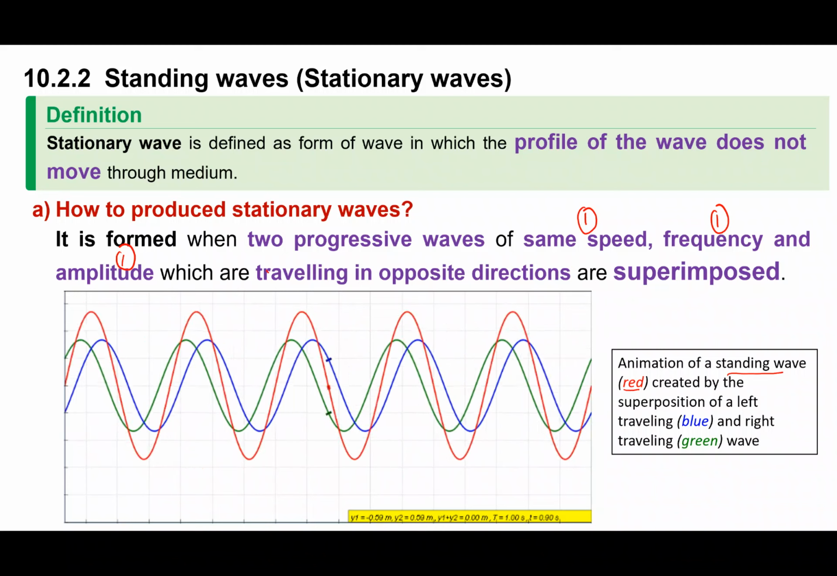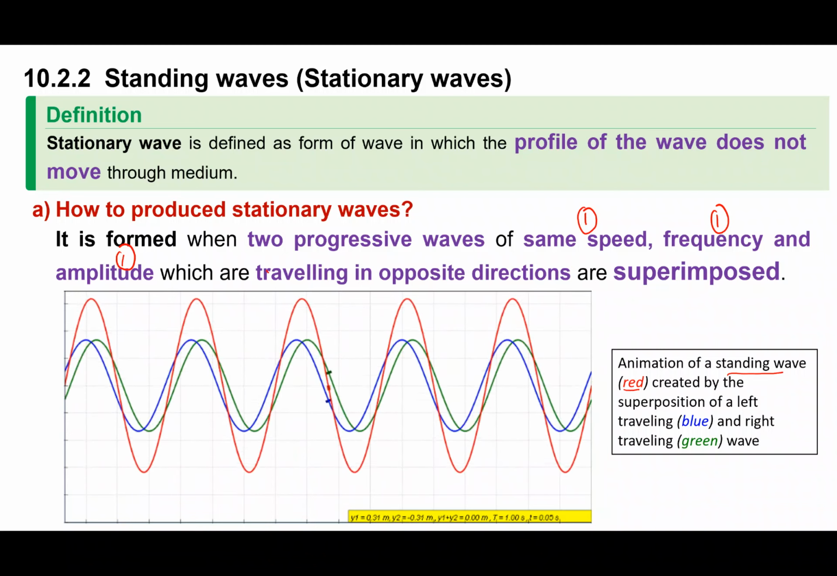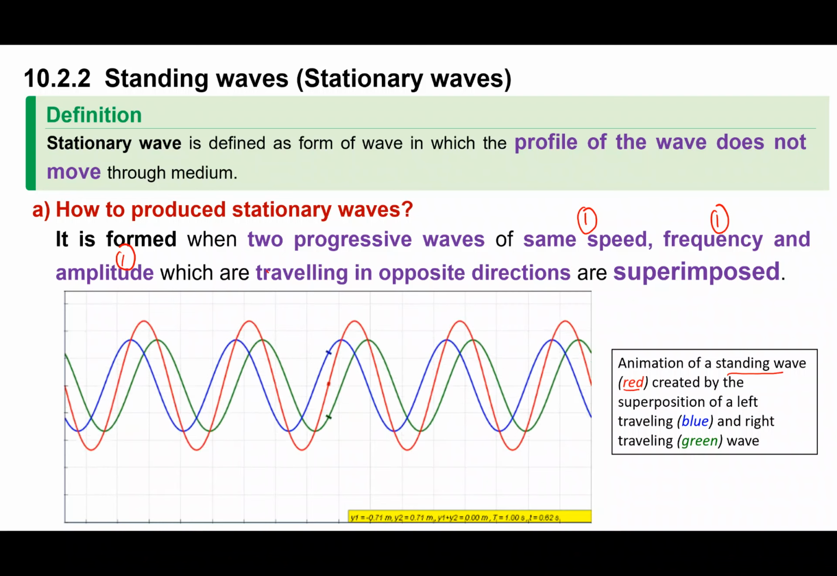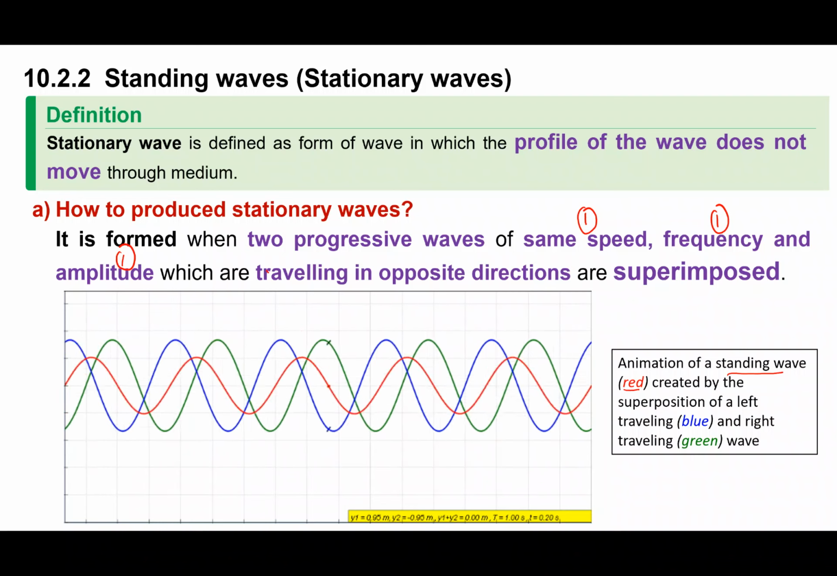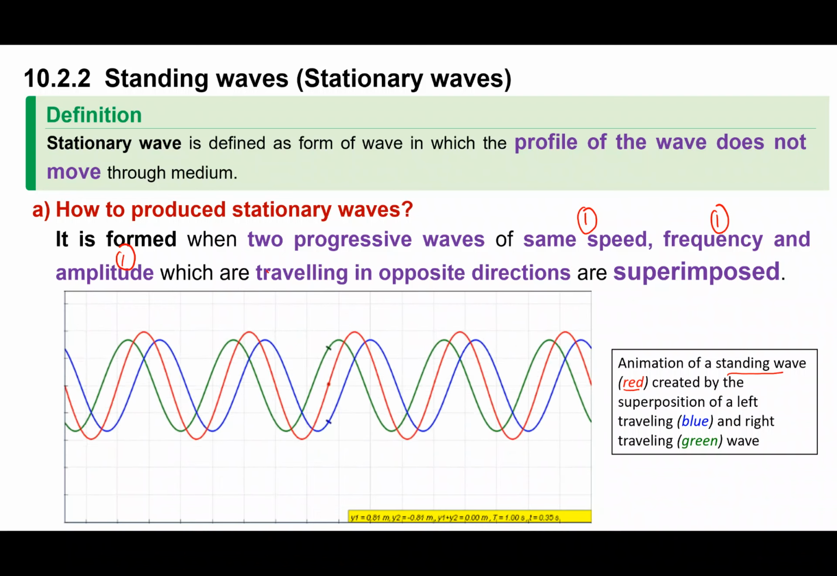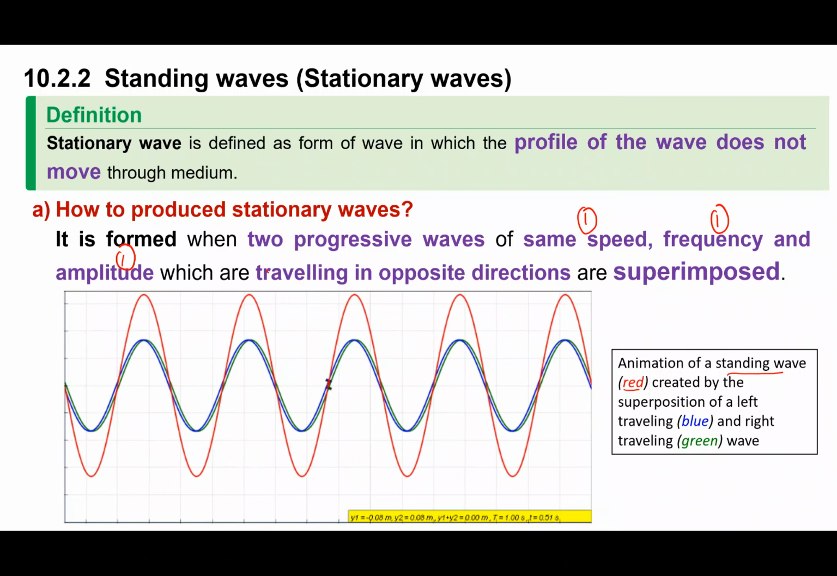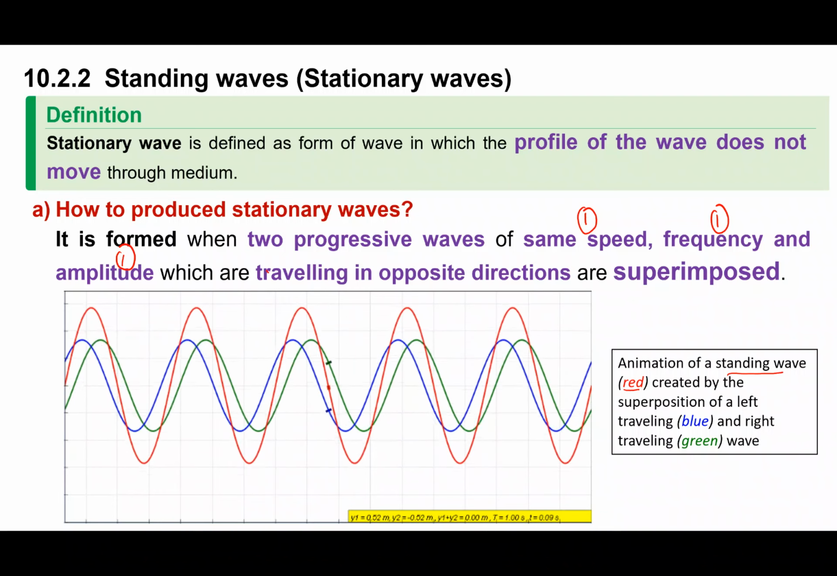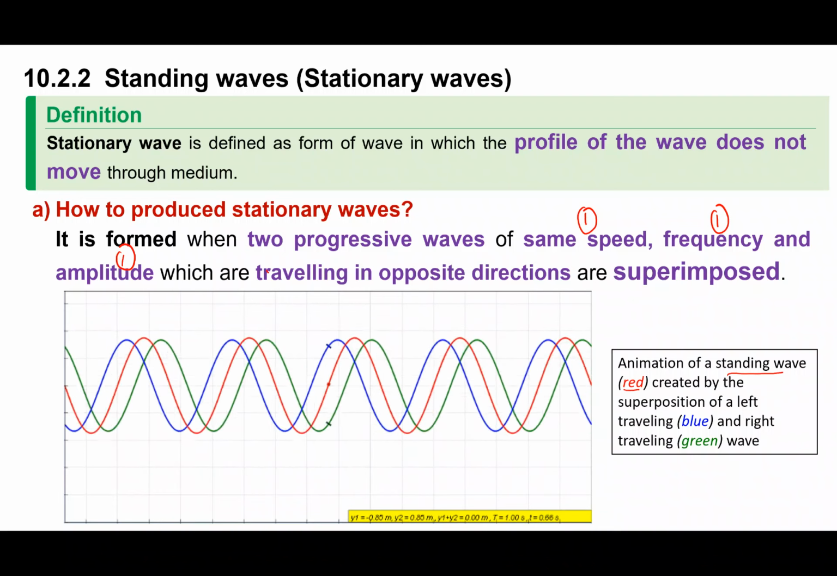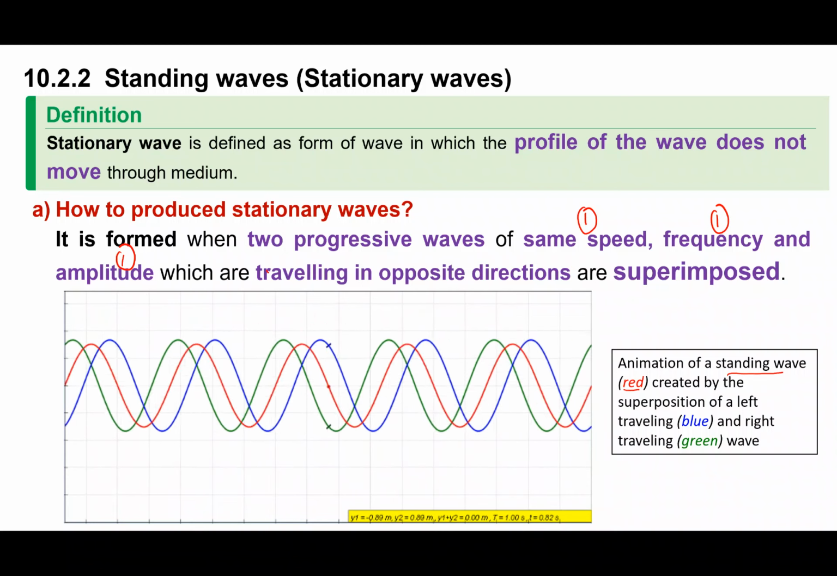Sebab kita dah bagi tahu awal-awal, I repeat again and again, stationary wave atau standing wave mesti ada amplitude yang sama. So, superimposed wave ataupun stationary wave itu akan ada double of the amplitude daripada wave pertama dan wave kedua. Sebab wave 1 green, wave 2 adalah blue, amplitude sama. So, red tu adalah standing wave, so dia akan jadi double lah amplitude dia.